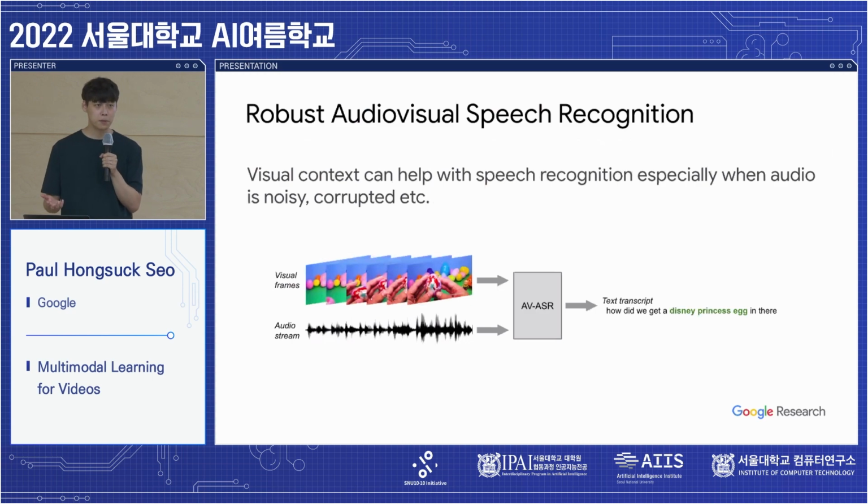In this paper, our goal is to build a robust speech recognition system. To do that, we want to incorporate the visual context, because we believe that visual context can help with speech recognition, especially when the audio is noisy or corrupted. So the task is, we are not only taking the audio stream, but also visual frames, and our output is the transcribed text.